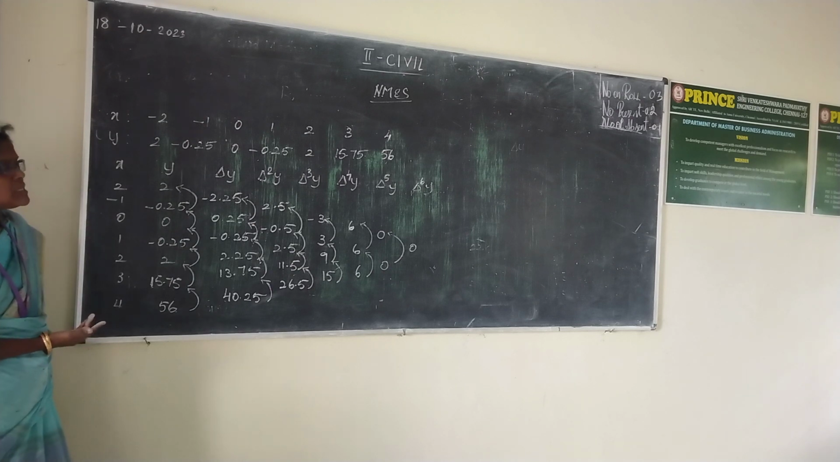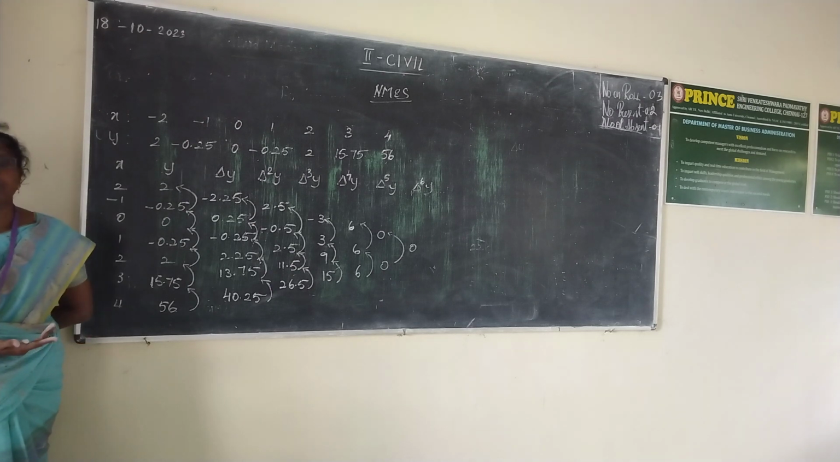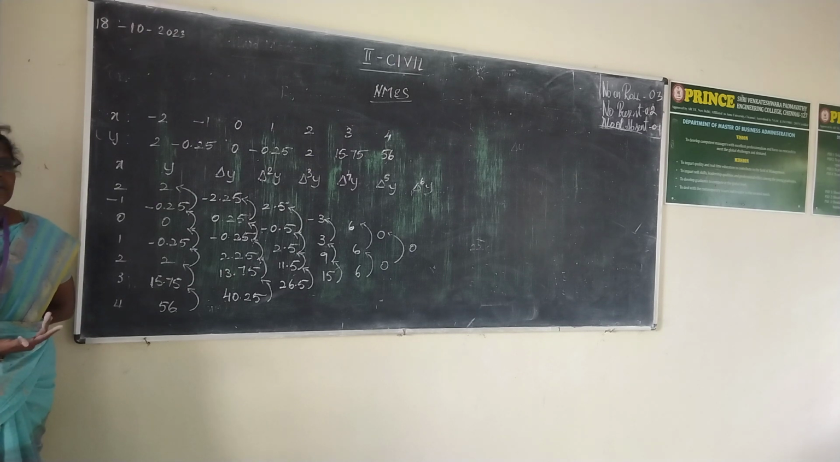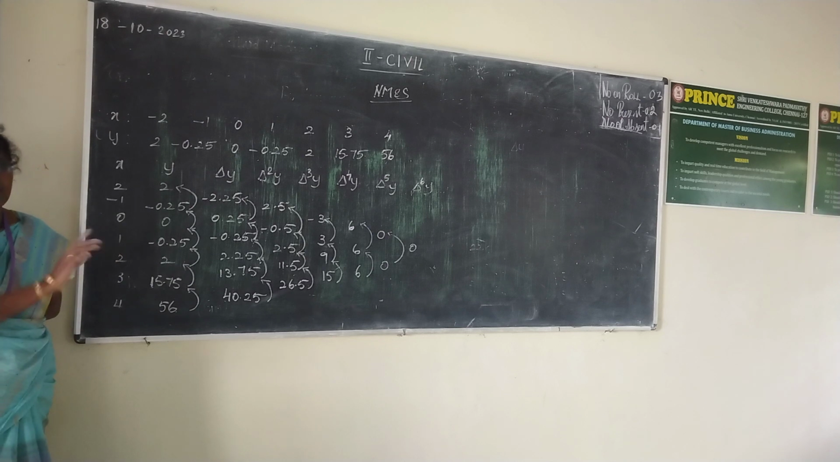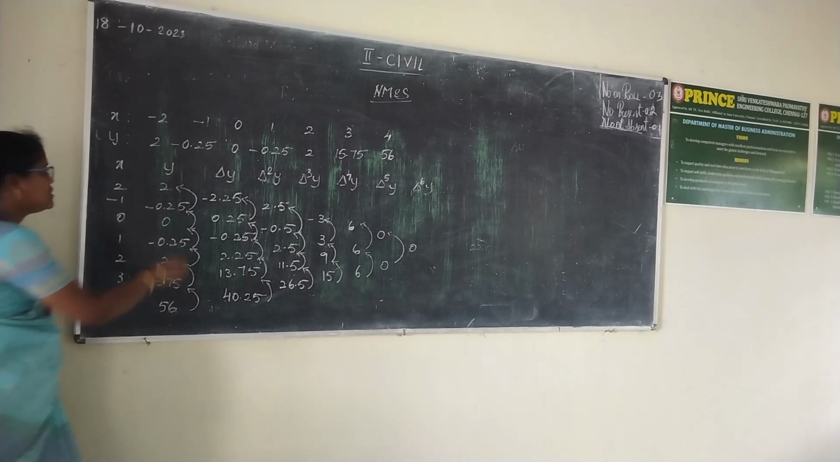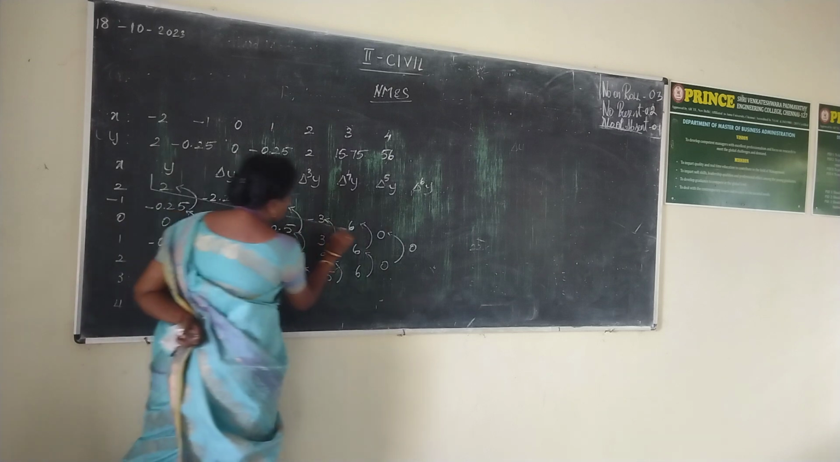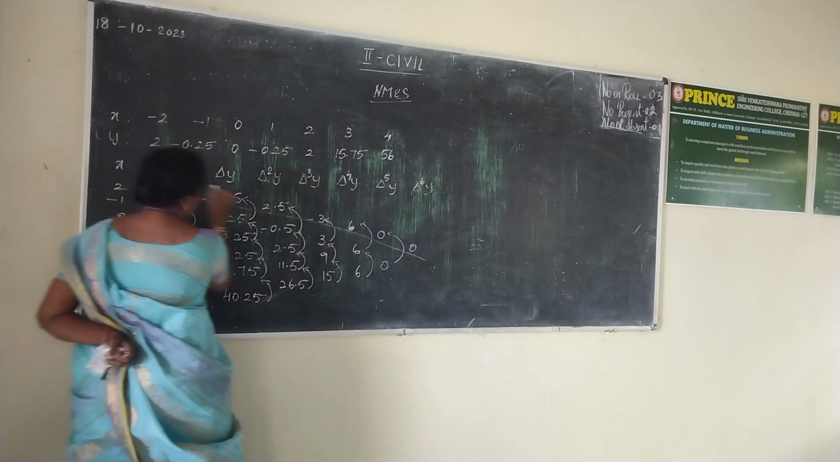So we can find up to the sixth difference. But what happens to the fifth and sixth? 0. 0. So if you write the formula only up to the fourth row, it is enough, because after that all are going to become 0. So in that formula you are going to substitute all the first values.